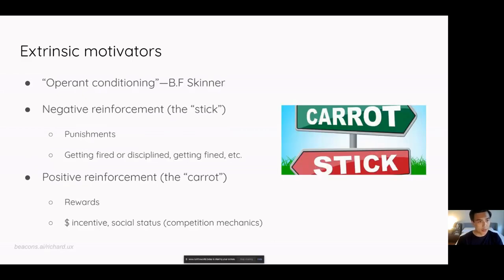So let's talk about extrinsic motivators first. This is essentially the concept of operant conditioning, a really famous scientific experiment done by B.F. Skinner.